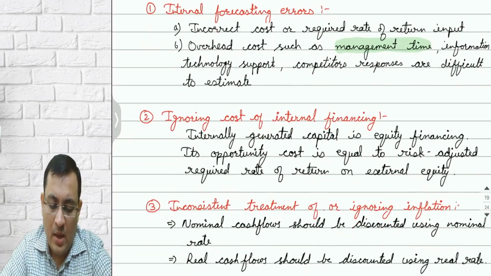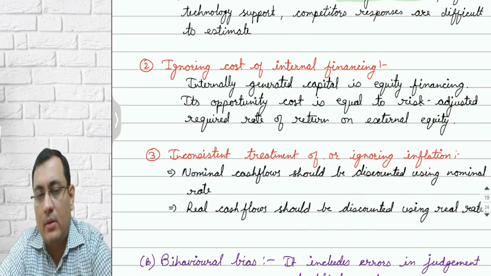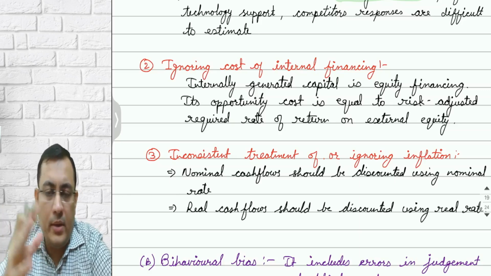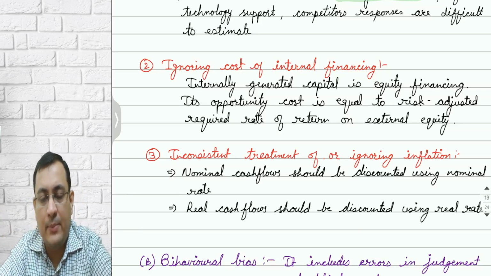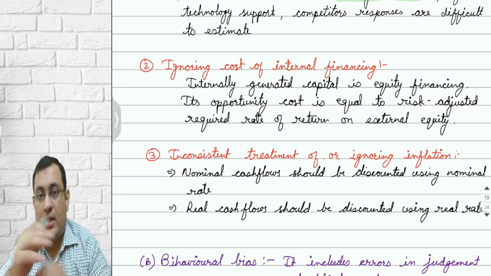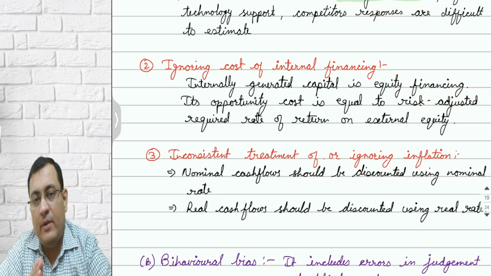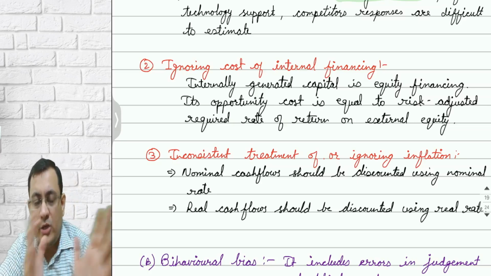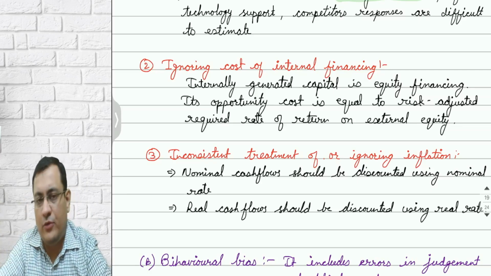Second error, ignoring the cost of internal financing. Yes, this is a common error which is generally made while taking capital investment decisions. When a company is making profits, the company can either distribute it as dividends to existing shareholders, or retain it for future investments.